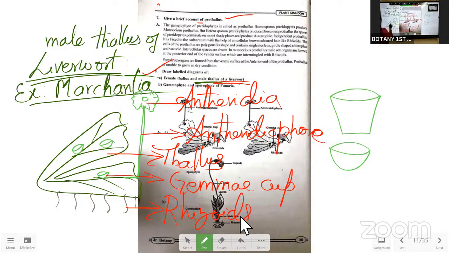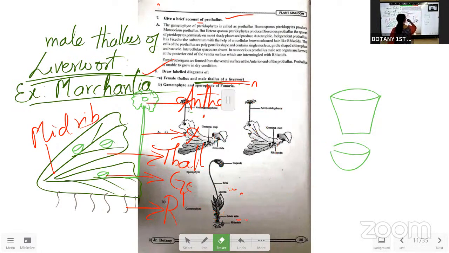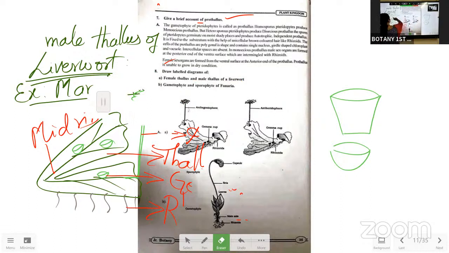Now comes this is midrib. So we have given all the labelings. Done. Simple diagram. Like this, we have to draw the male and the female thallus of the liverworts.